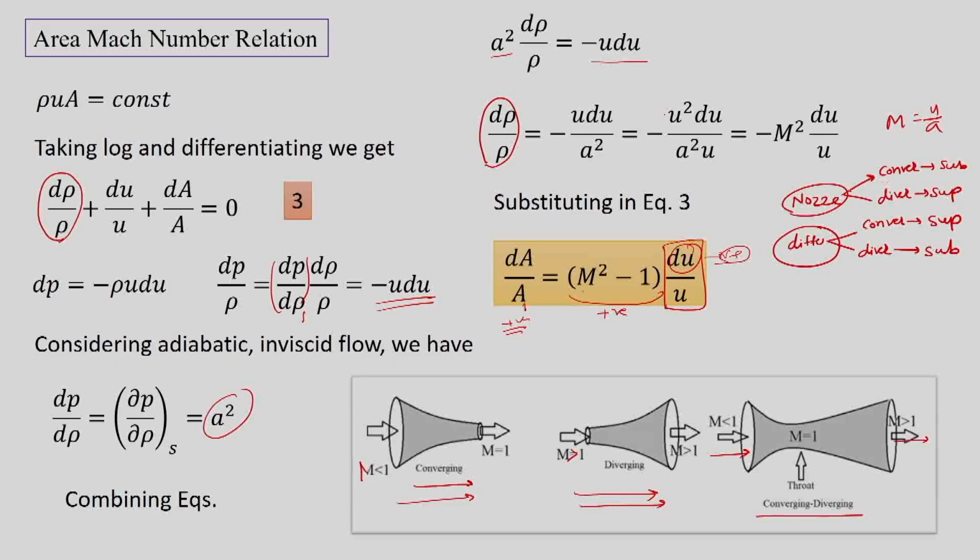So, this equation says that a converging section for subsonic flow acts as nozzle, a diverging portion for supersonic flow acts as nozzle, a converging portion for supersonic flow acts as diffuser, and a diverging portion for subsonic flow acts as diffuser. The rest of the relations and their derivations we will see in the next class.